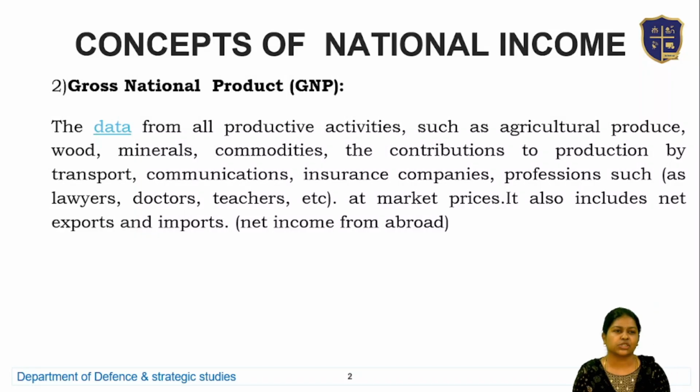The next is the gross national product. Gross national product includes the net income from abroad. That is, the only difference between the GDP and GNP is that the net income from abroad is included in this. So if I have a company in Australia, or if I am an NRI and I invest here, then my income will be calculated as per this GNP.